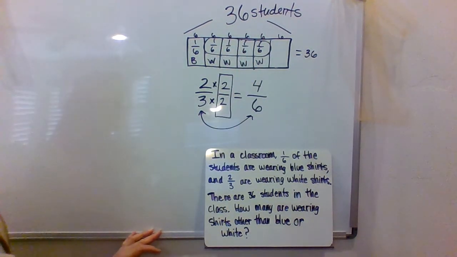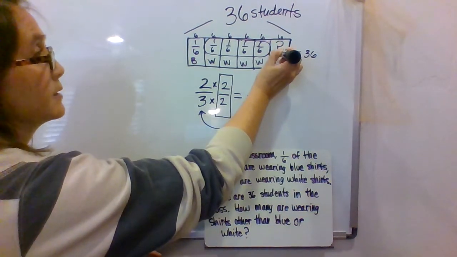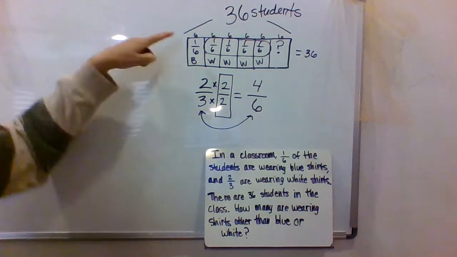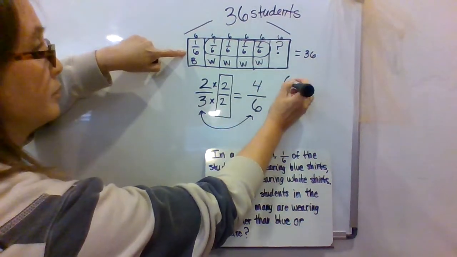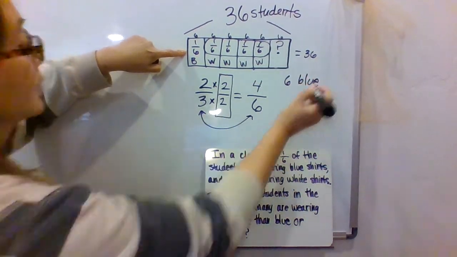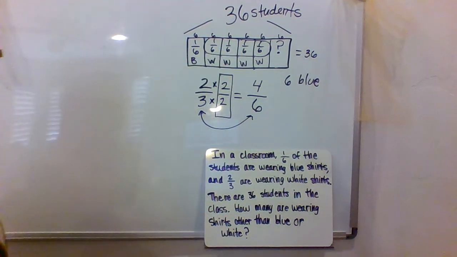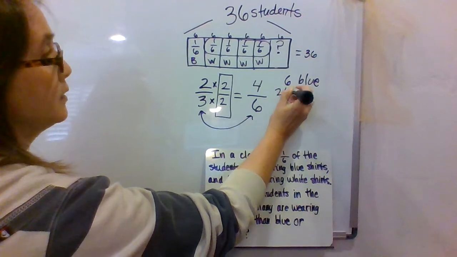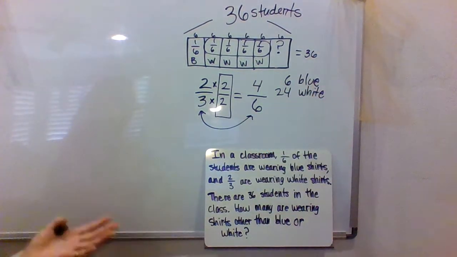So now they want to know how many are not wearing a blue or white. So that is what we need to solve right there. So we can see here, 6 students are wearing blue. And if we have a 6, 6, 6, and 6, 6 times 4 is 24 are wearing white. And 6 plus 24 is 30.